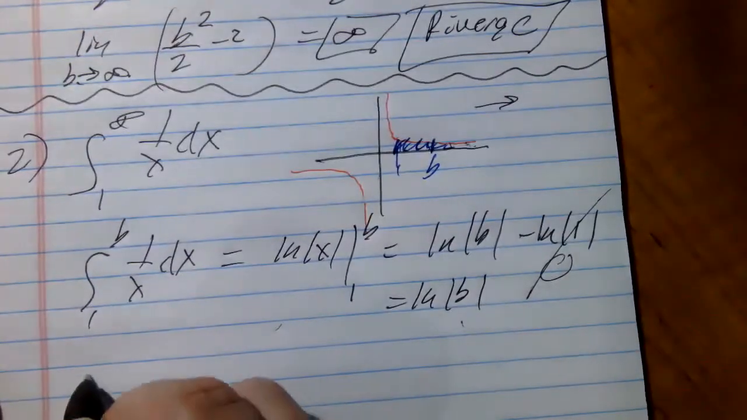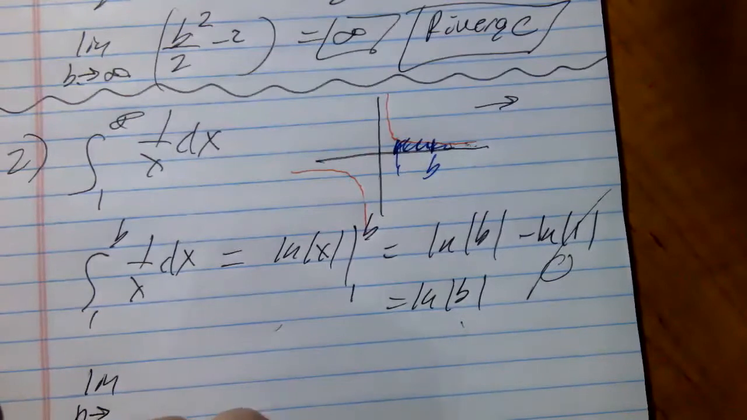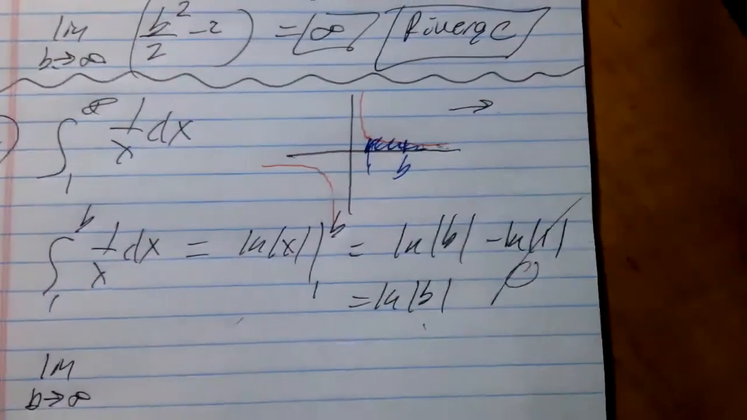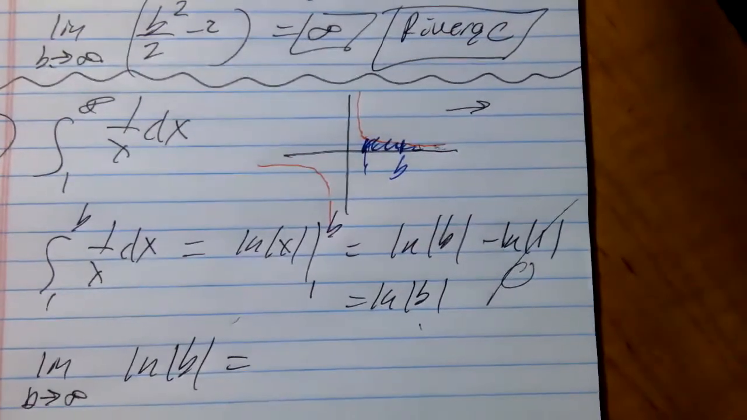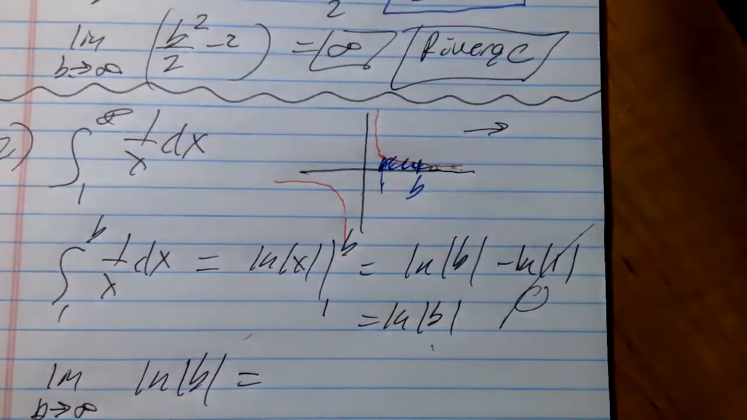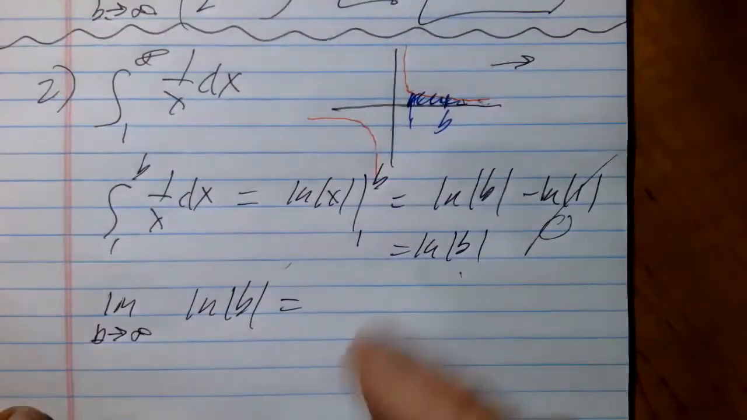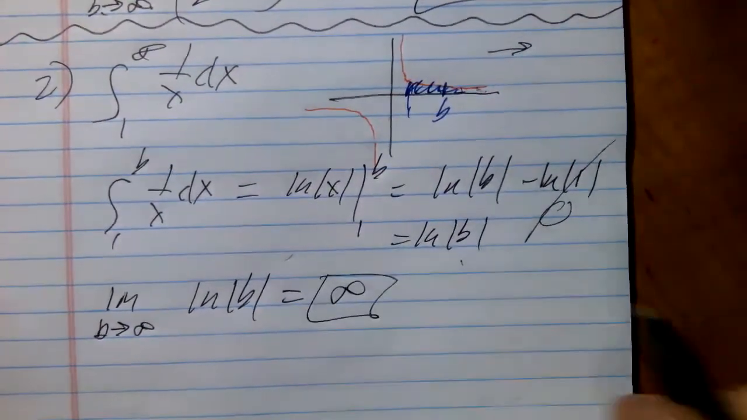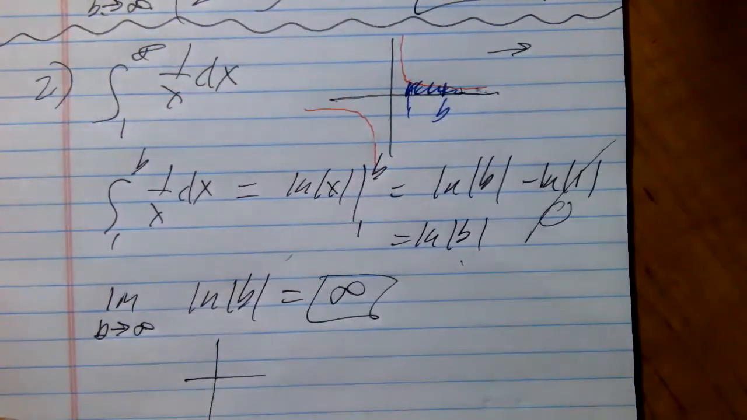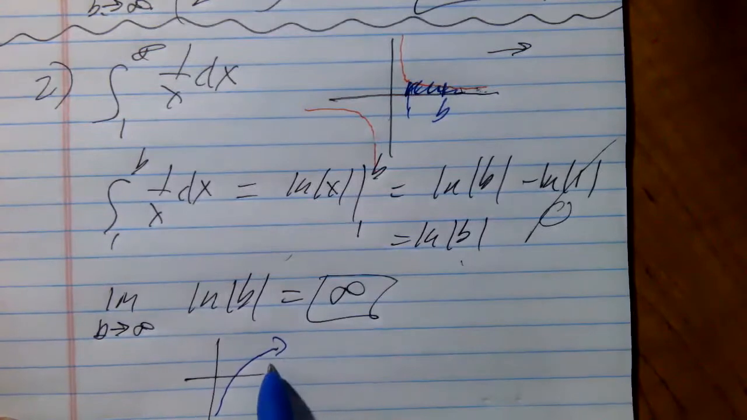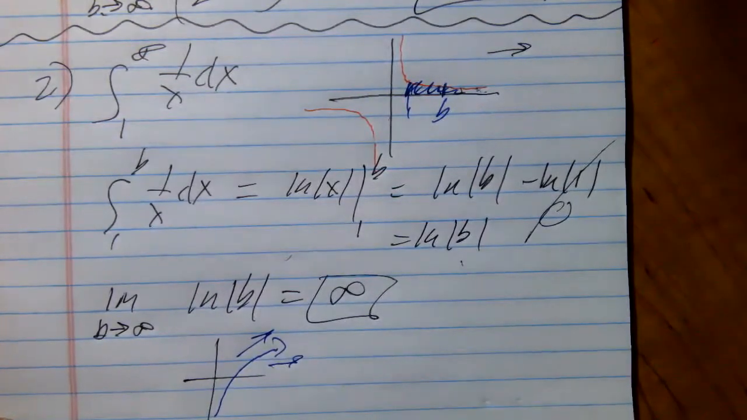But anyway, now what I want to do is take the limit as that upper bound B goes off to infinity. So it's the natural log of B as B goes off to infinity. Now, if you remember the natural log, yes, it's incredibly slow, but this still goes off to infinity. Remember, natural log looks like this. It's just really slow, but if you go off this way, the graph is still going up. It still diverges.